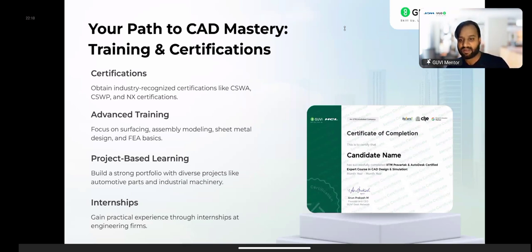As a designer, learning the software is not enough. You need technical skills, problem solving skills, observation skills, and software skills, which I told you about. These skills are very important. So as you can see, you can do CAD mastery training by going for a certification, and advanced training focused on surfacing, assembly modeling, sheet metal design, and FEA basics.